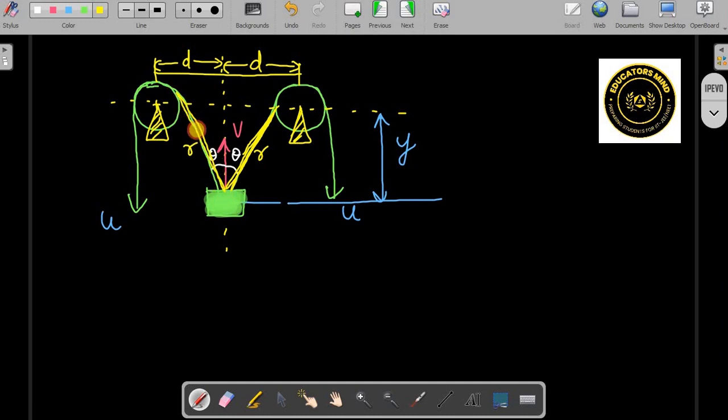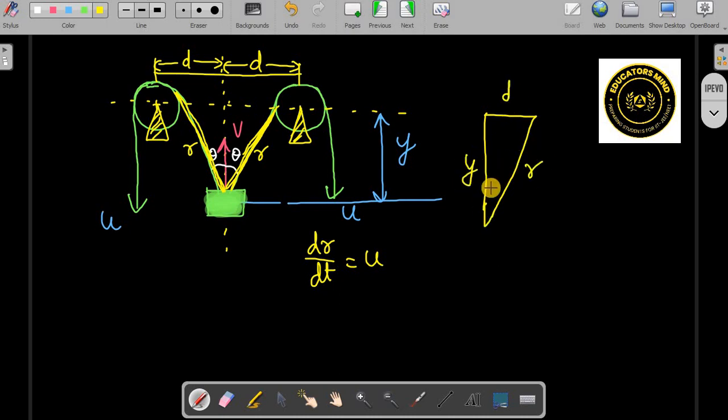At what rate is r, this length, changing? At the rate at which we are pulling it. So dr by dt is the same as u. u is the rate at which we are pulling this. Here we should understand that if you take this triangle, let's just take half of this triangle. This distance is y, this distance is r, and this distance is d, and this angle is theta. So here r squared is equal to y squared plus d squared, Pythagoras theorem.